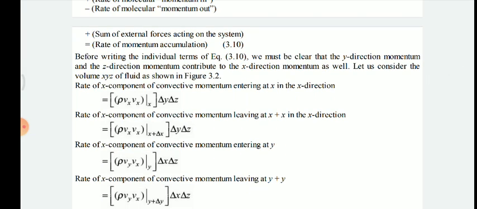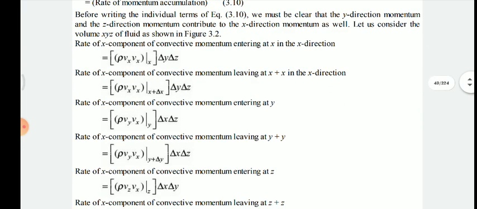Then next, rate of x component of convective momentum. પહેલા કન્વેક્ટિવ પછી મોમેન્ટમ વાળું, બરાબર. કન્વેક્ટિવની અંદર ઇન અને આઉટ, તો આઉટ વાળું શું થશે? લિવિંગ એટ પોઈન્ટ x પ્લસ ડેલ્ટા એક્સ in the x direction. So rho vx at x plus delta x and delta y and delta z. So these similar things we have to do repeatedly for y direction and z direction.